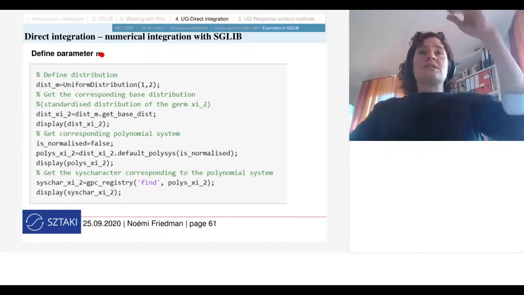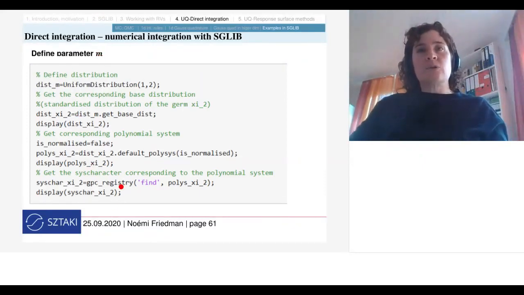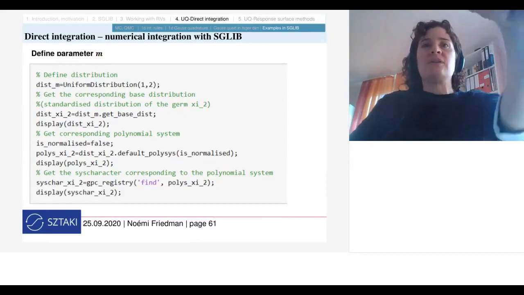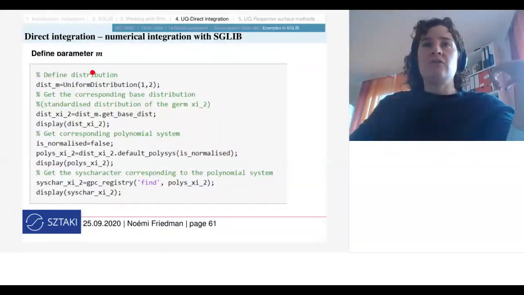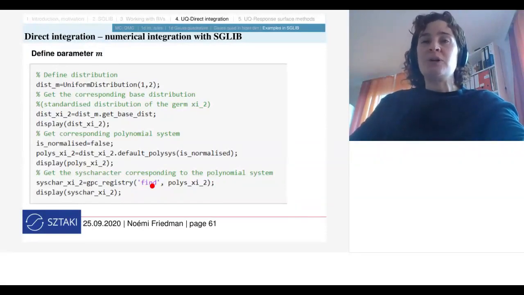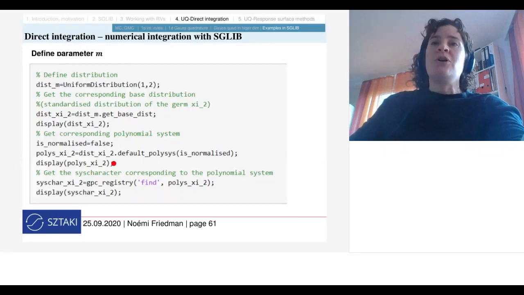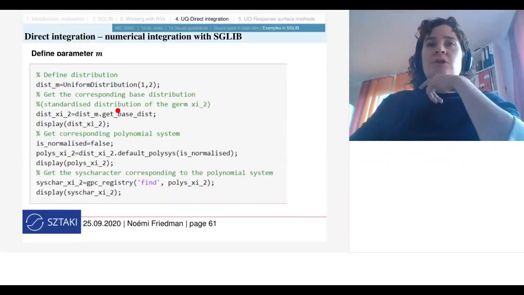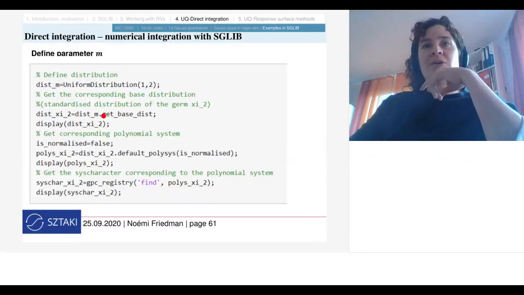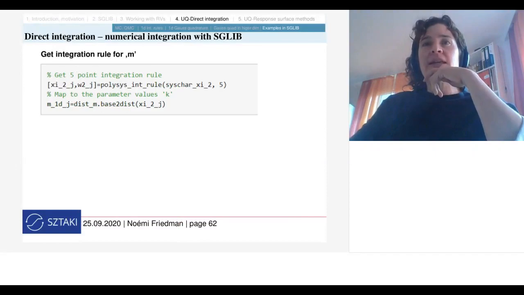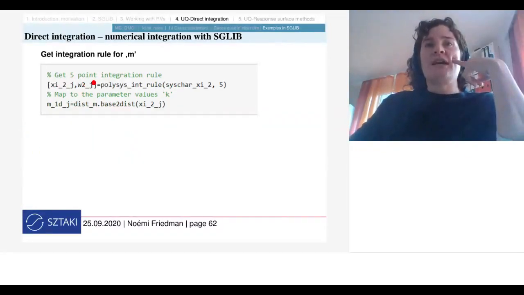Now I can do the same thing with m, with the mass. I'm not going to show you, it's exactly the same, but with a different distribution. Here I had a uniform distribution. Its base distribution is a uniformly distributed random variable which goes from -1 to 1, and the corresponding letter is p, which corresponds to the notation of the Legendre polynomial, which is orthogonal to the weighting function defined by the distribution function of the base distribution. And I can get the integration points for this direction too.